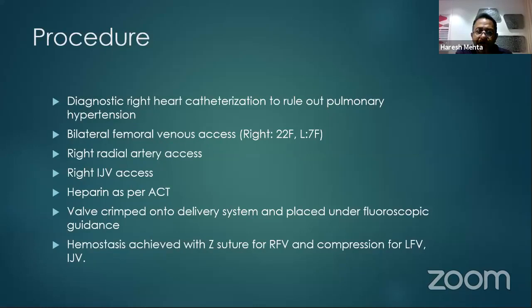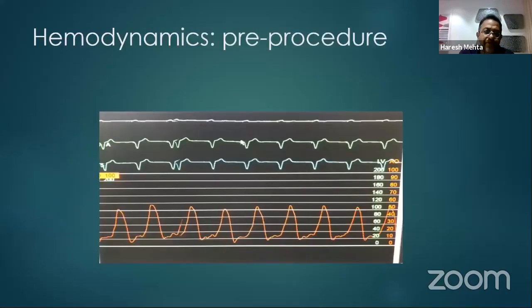We took a bilateral femoral venous access, right 22 French, left 7 French. We took a right radial access for monitoring pressure, a right IJV access to take your pigtail down, heparin as per ACT, and valve was crimped into delivery system, and we used Z sutures for right femoral vein and compression for the IJV. So this was the hemodynamics pre-procedure.